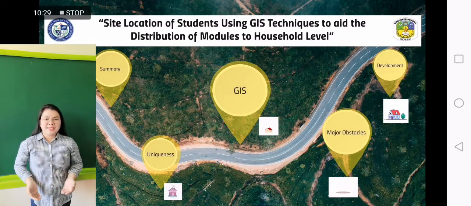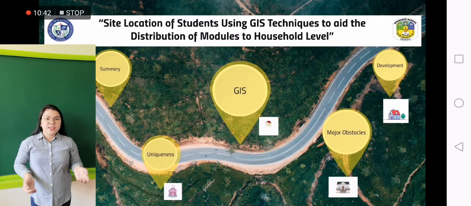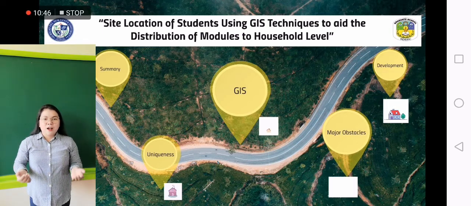In connection to my study, this GIS approach will surely be an ace for teachers in locating the addresses of the students and estimating the distance between the school and students' locations using this technology. That ends my report.